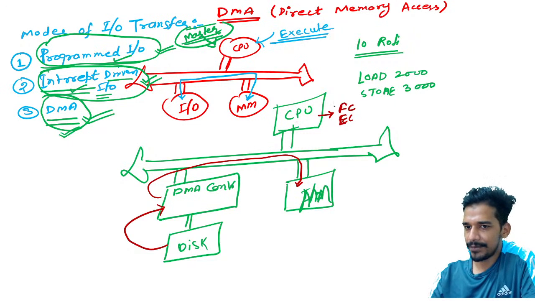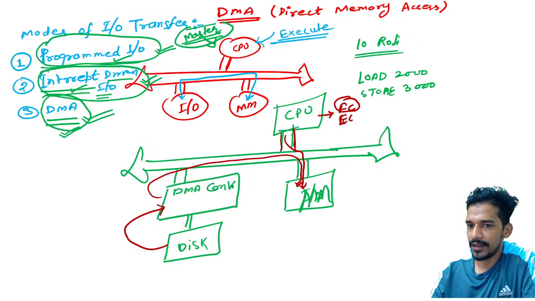How? For example, when CPU is fetching the instruction from memory, that means CPU is using the system bus, right? CPU will use the system bus only when it is fetching the instruction from memory, right? But when CPU is executing an instruction, CPU will not require the system bus. When CPU is executing an instruction, CPU will use the ALU and control unit and will not require access to the system bus. So at this particular moment of time, DMA can use the system bus. DMA will steal the cycle and will transfer the data from DMA controller to main memory.